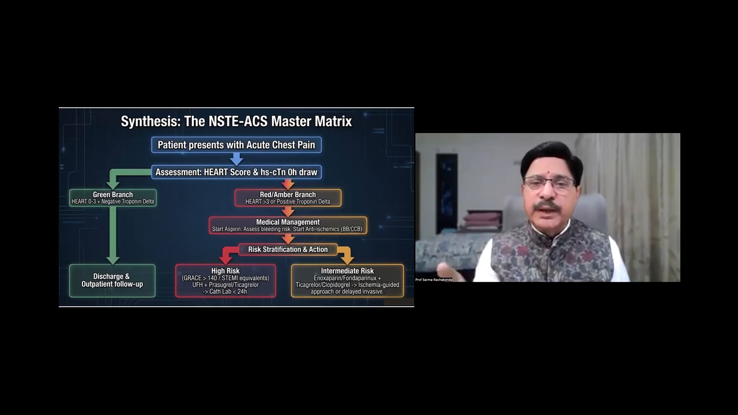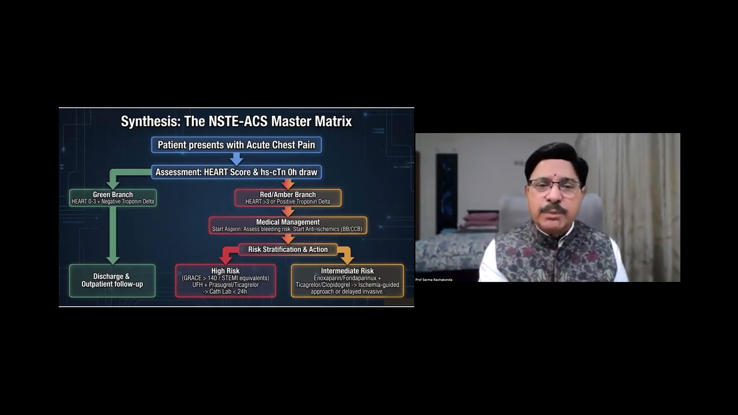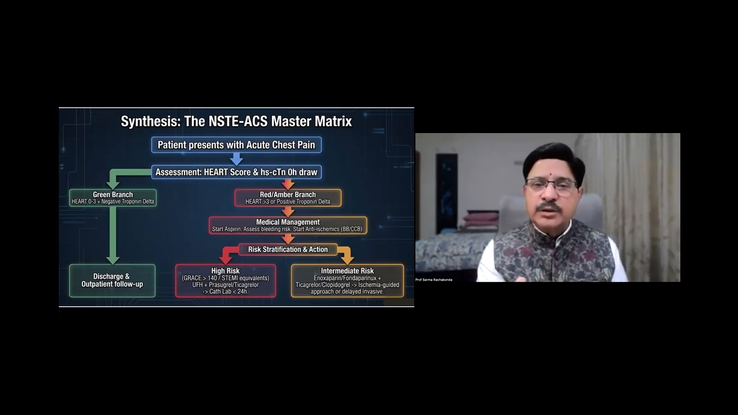Red or amber branch: HEART score more than 3, positive troponin and delta. Medical management: start aspirin, assess the bleeding risk, anti-ischemics, beta blockers, calcium channel blockers.